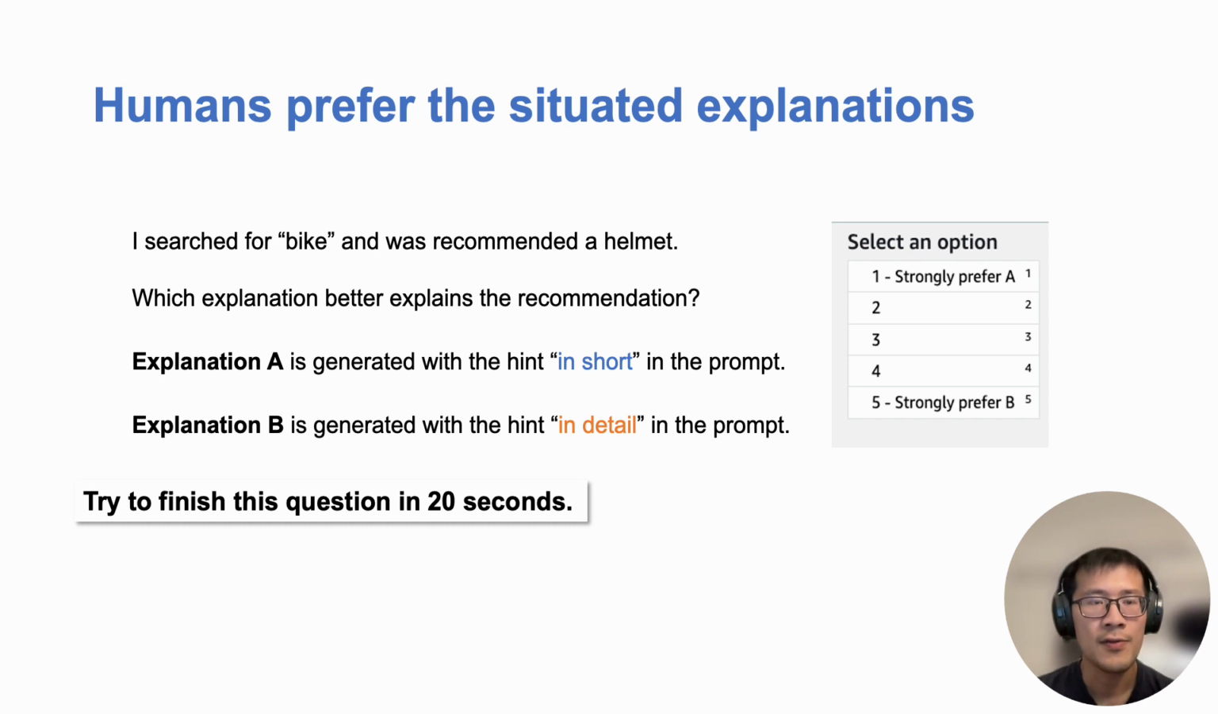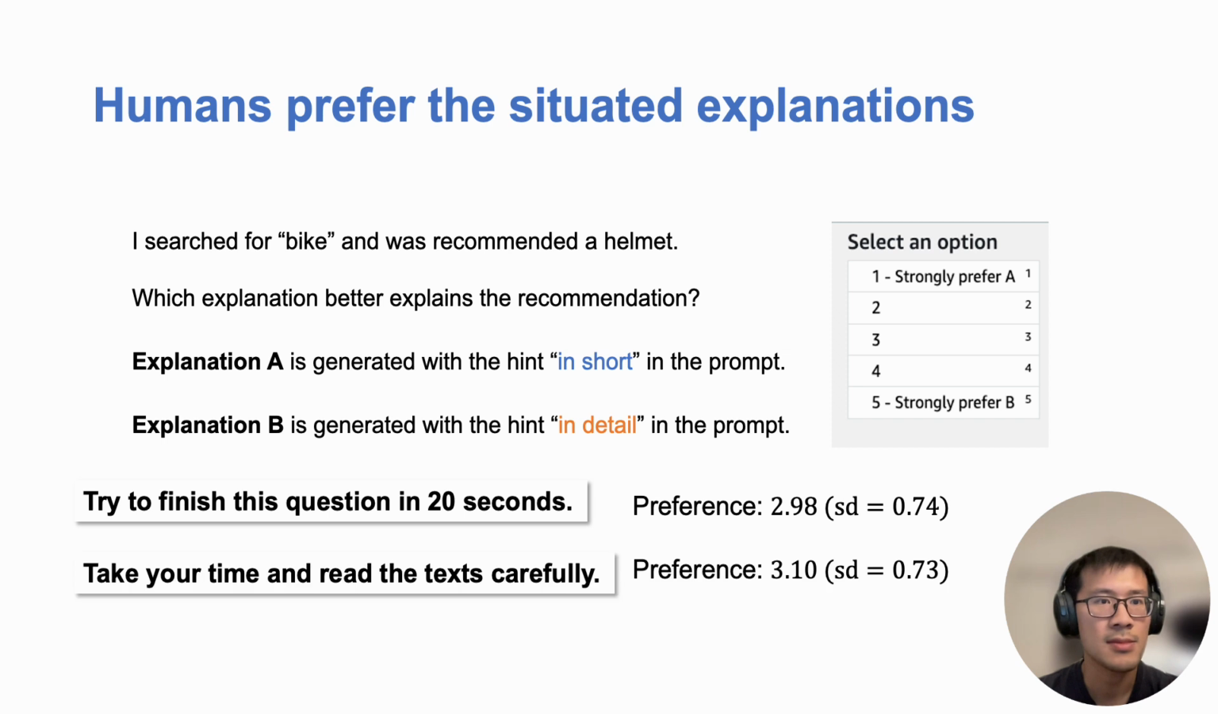Additionally, we give an instruction that simulates the situation of the annotator. When instructing the annotator to try to finish this question within 20 seconds, their preference is 2.98. But if we repeat this process and instruct them to take the time and read the text carefully, their preference changes to 3.10. There are statistically significant differences between these 2 scenarios, showing that humans prefer the situated explanations. We also have several other comparisons in the human studies in the paper.